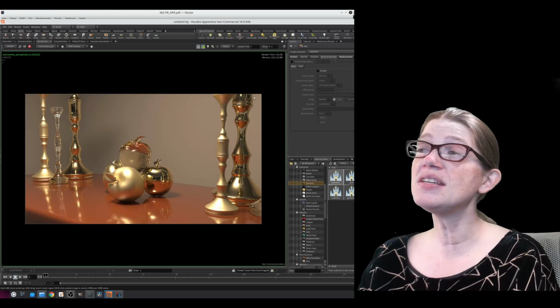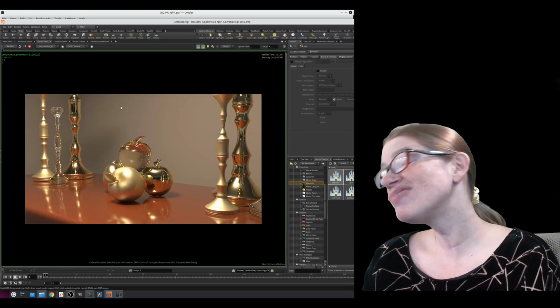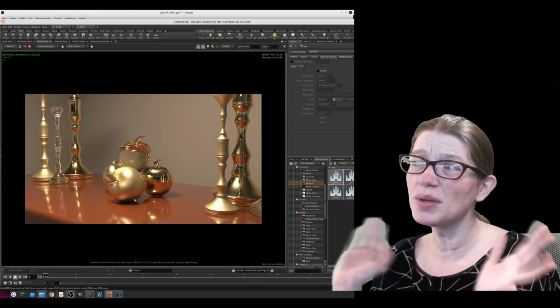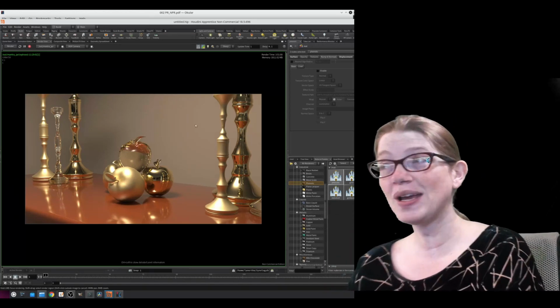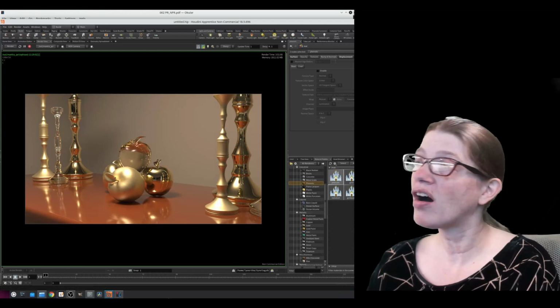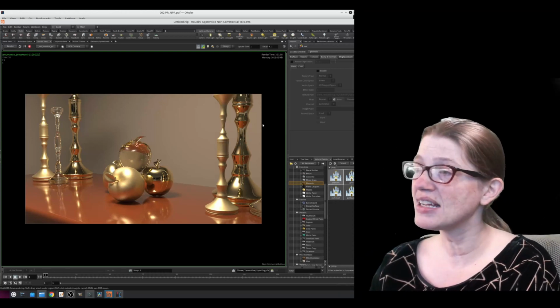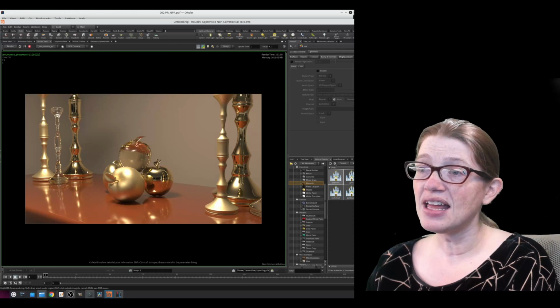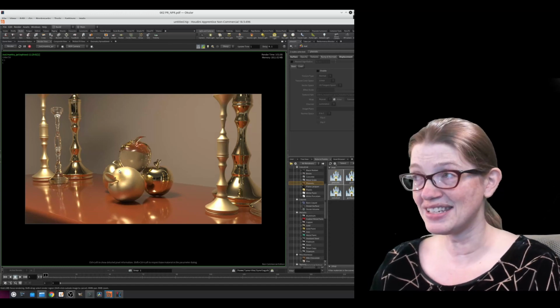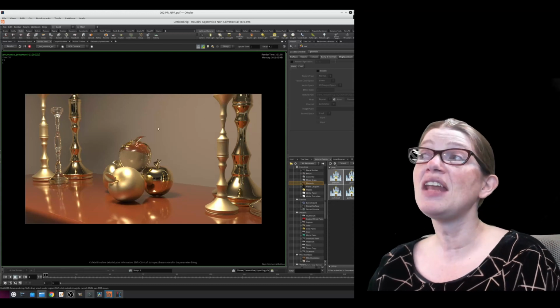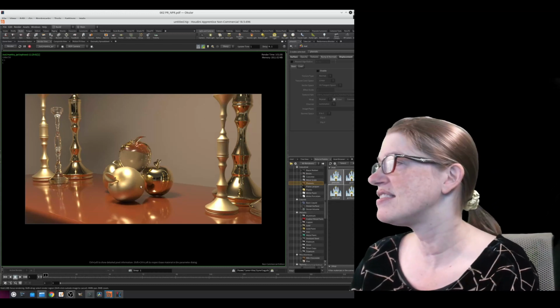All right. So this image took 4 hours. And you might be like, oh, well, maybe it's really complicated. This is a really simple image. Really, really simple. There are 14 objects in this scene. There is less than 1 million triangles in this scene.